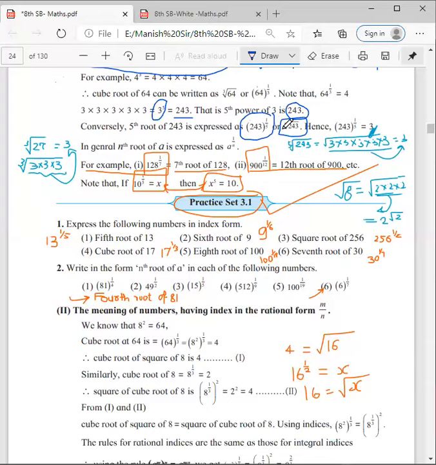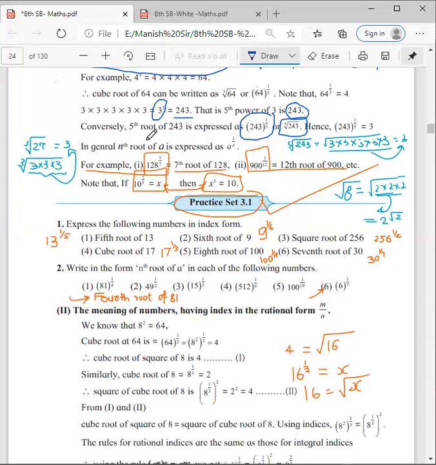Fifth root, that means radical, and at this place we will write 5. Is it visible on your screen? Yes, sir. So the fifth root of 243 becomes what? Your answer becomes 3. 3 is the answer. Is it clear? Yes, sir. Good, very good.